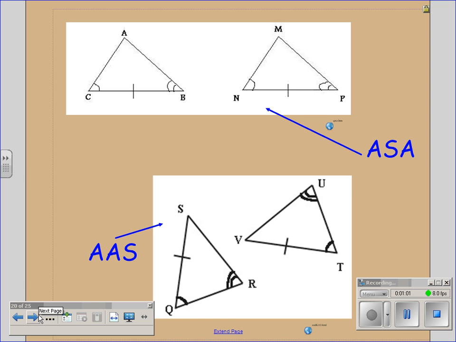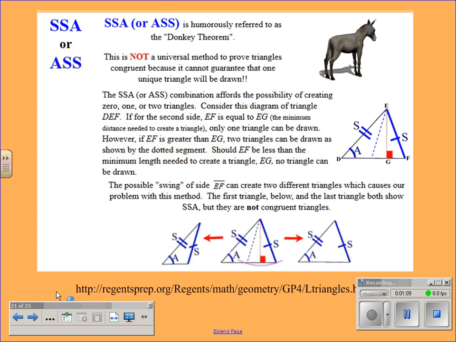We will incorporate those again with SSS and SAS as well, so you will still see some of those lovely buddies. However, we do not have anything that proves congruent triangles with the combination SSA or ASS, which is called the donkey theorem. Just as a reminder, if there's anything that spells a naughty word, forwards or backwards, then that is not a way to prove triangles are congruent. And I do have this website here, a legitimate site that I got this information from.